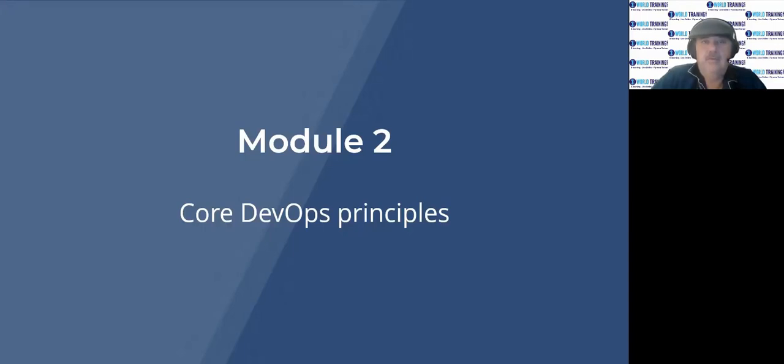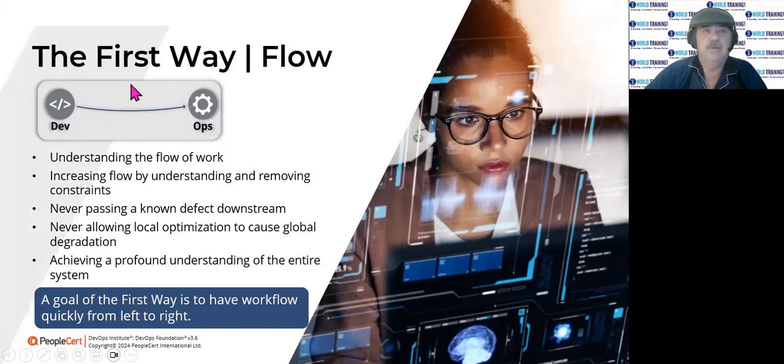Welcome to Module 2 of the DevOps Foundation course. We're going to talk about core DevOps principles. So the first way is all about flow again, from development, code changes to deploy to operations.